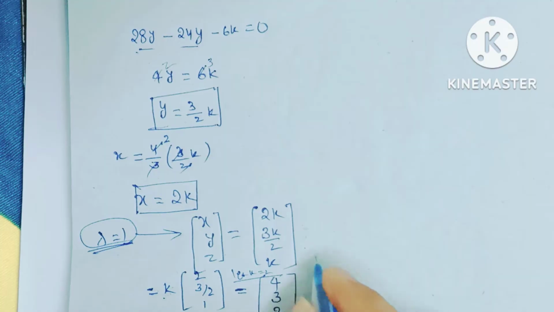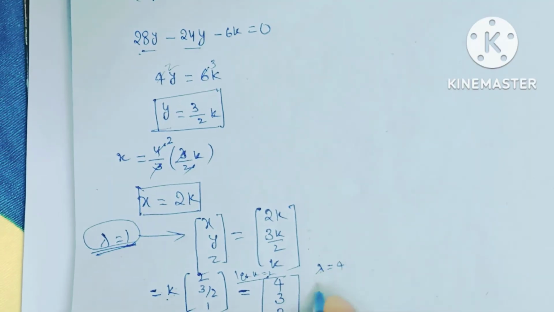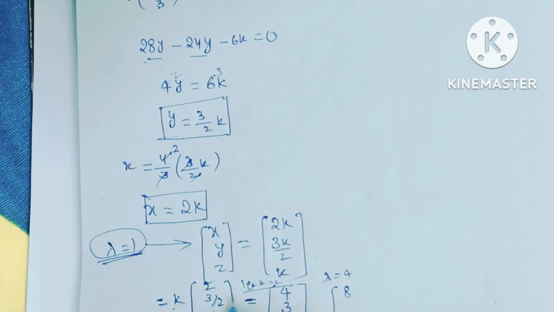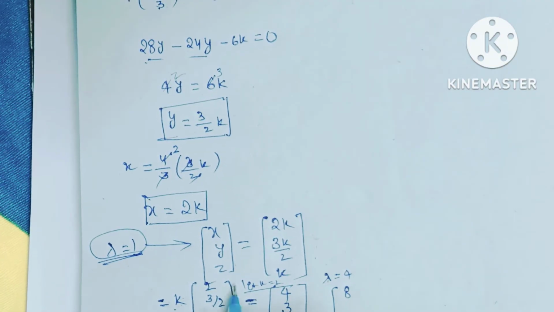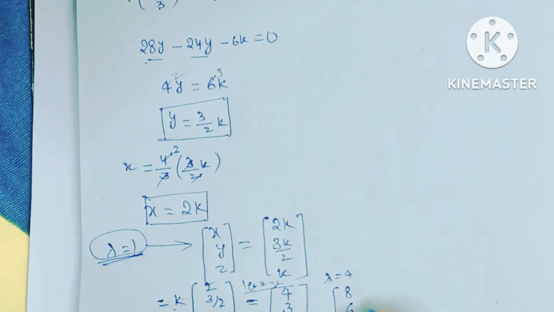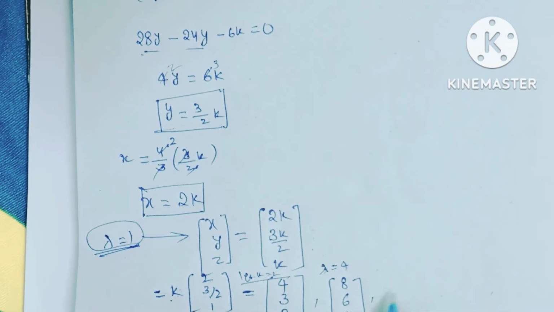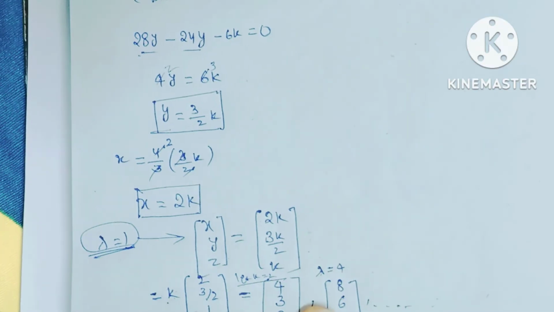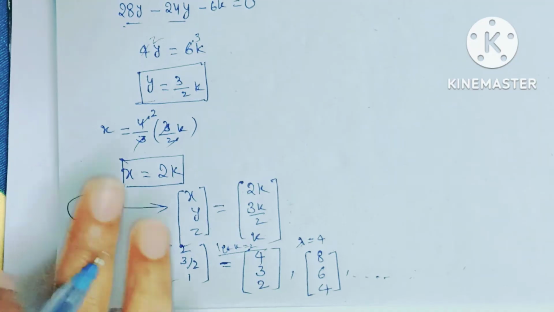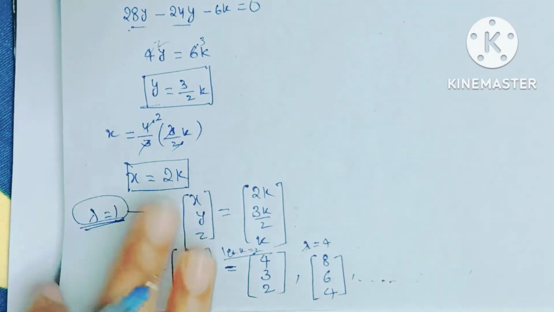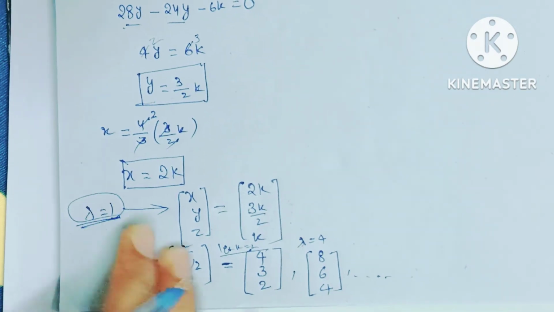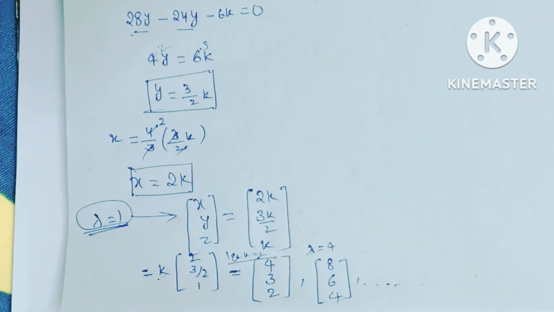If we let k equal to 4, then 4 2s are 8. Here 3 by 2 into 4, 2 2s are 4, so 2 3s are 6, and 4 1s are 4. This is one more eigenvector. So like this there are so many eigenvectors for a single eigenvalue. In this way we can find the eigenvectors for a given matrix. Similarly we can find for lambda equal to 2.